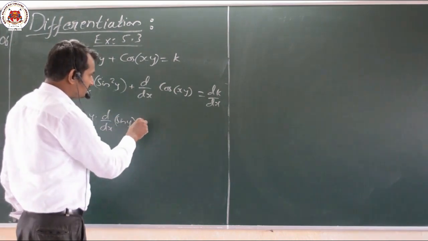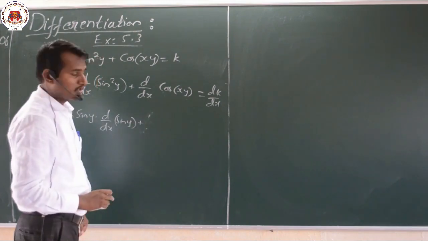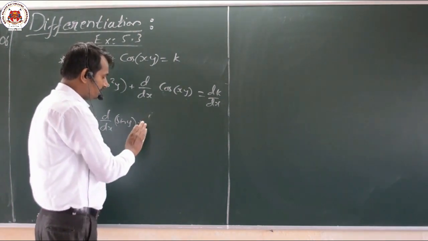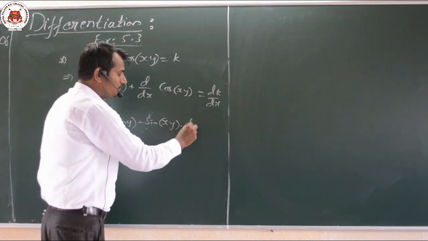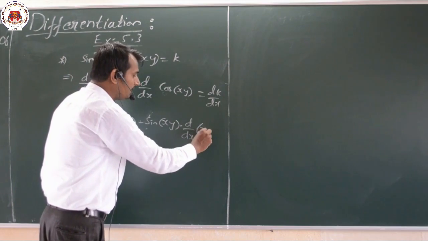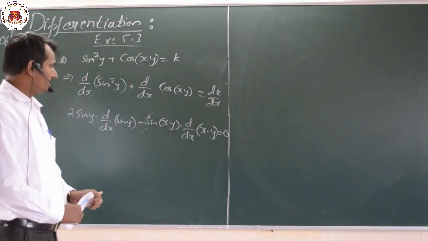Then plus here d by dx of cos of xy. Cos of xy means cos differentiation will be minus sin of xy into further d by dx of x into y here, which is equal to 0 here. Pay attention a little bit here.